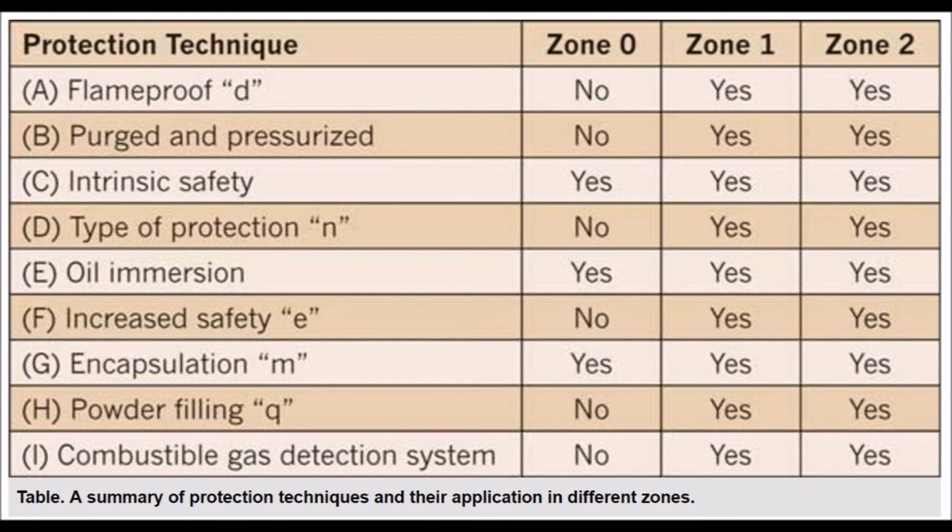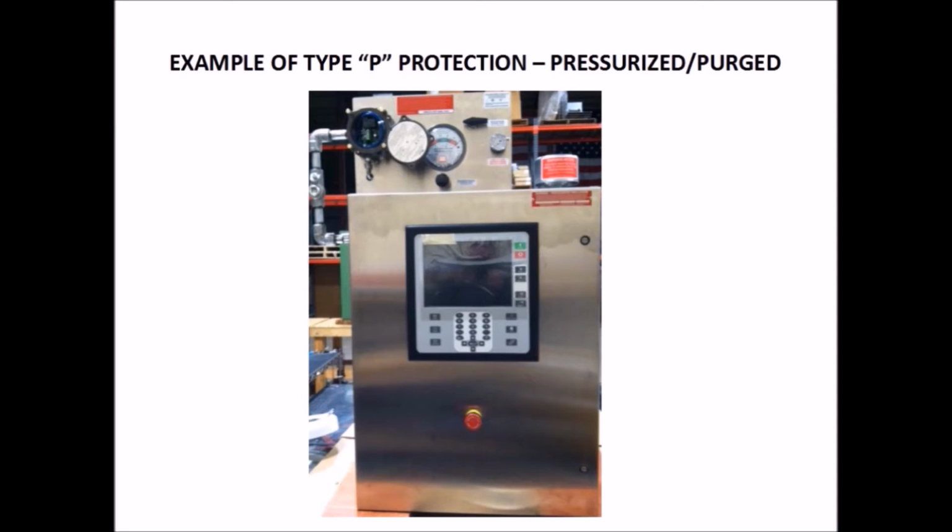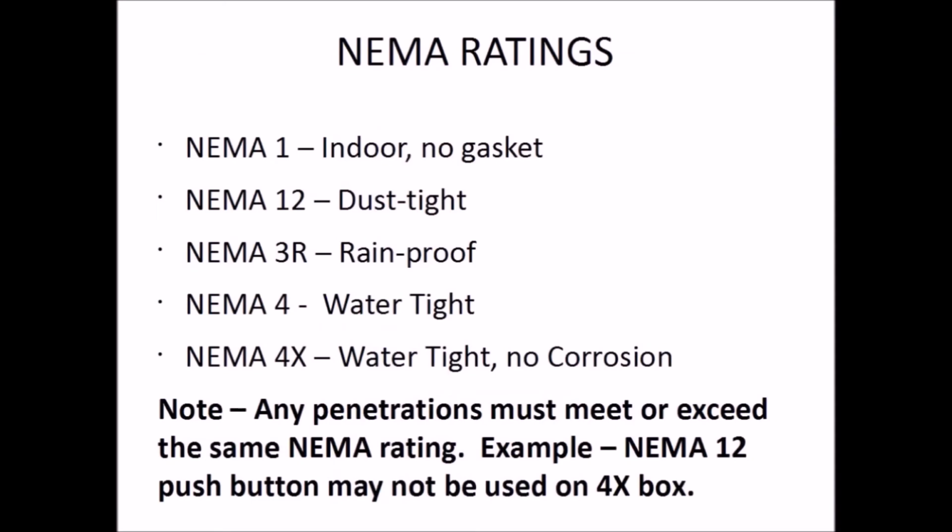Here's an example of a purged or pressurized enclosure that can be used in a Class 1 Division 2 location. The next couple of slides will talk about NEMA and IP ratings. NEMA stands for National Electrical Manufacturers Association, and IP is an IEC derivative meaning Ingress Protection.